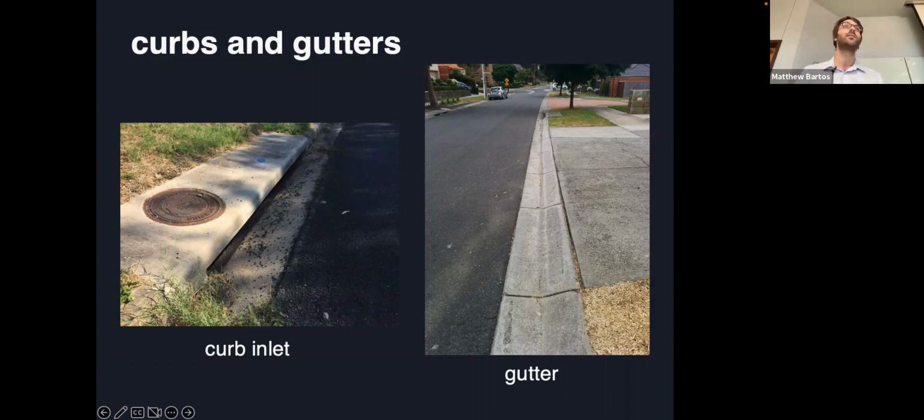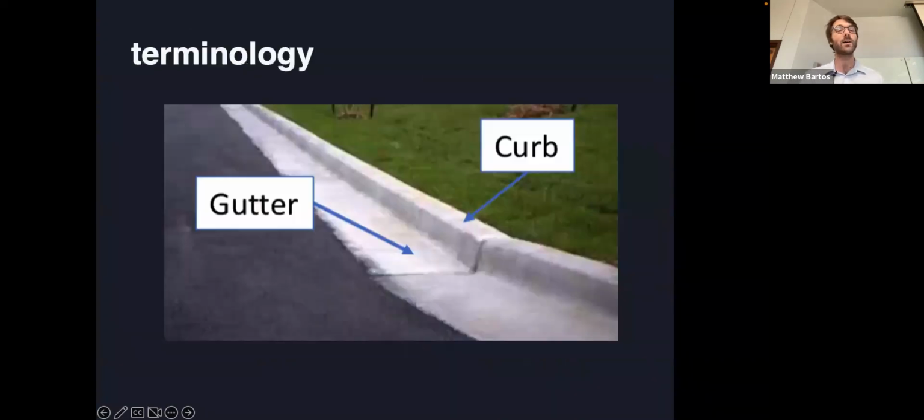Yes. Right, so we're trying to keep water off the roadway. Each of these components serves its own purpose in keeping water off the roadways, which we'll talk about, and each has its own design criteria with respect to that goal. Okay, so we have curb inlets and gutters. Just a little bit more terminology. The gutter refers to the actual channel section, that flat horizontal part, whereas the curb refers to the curb of the sidewalk.